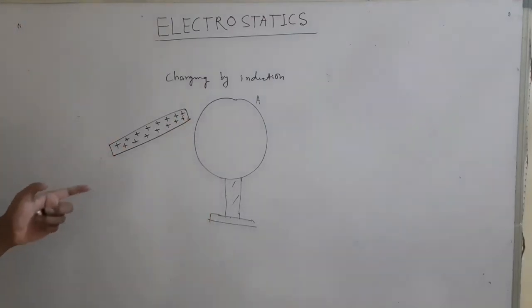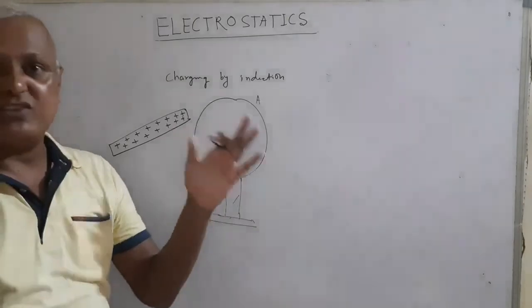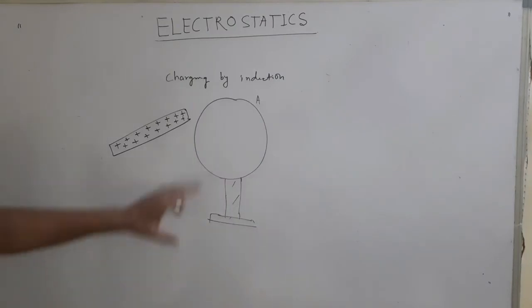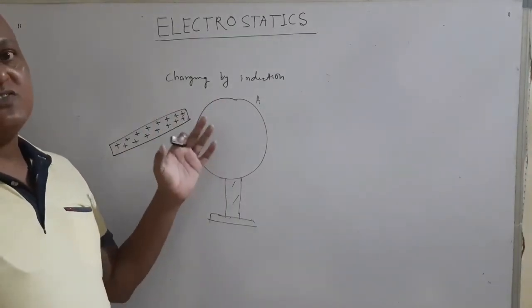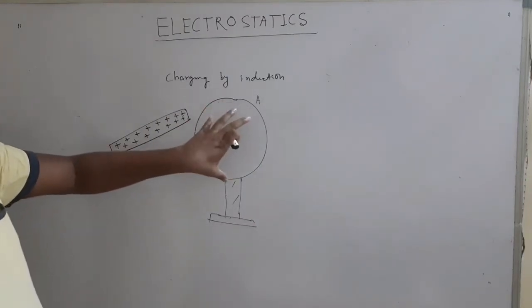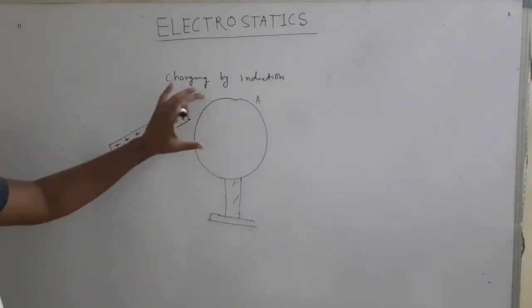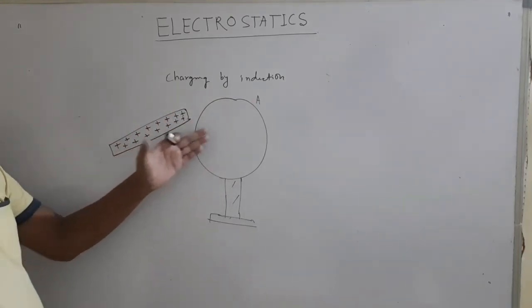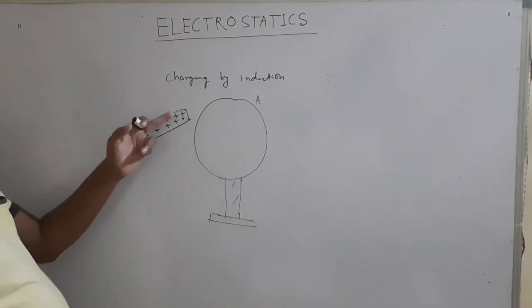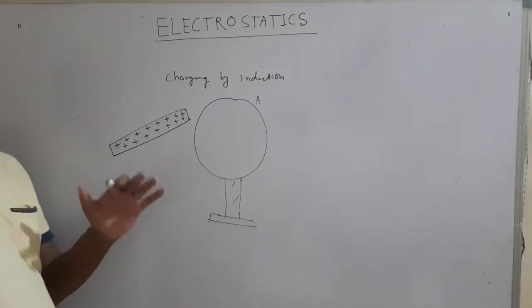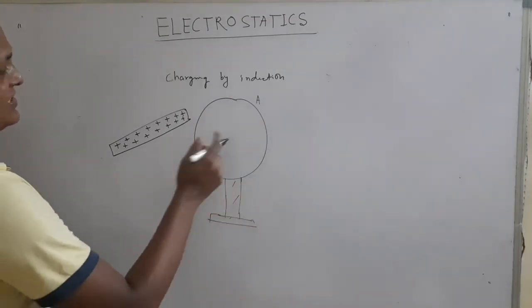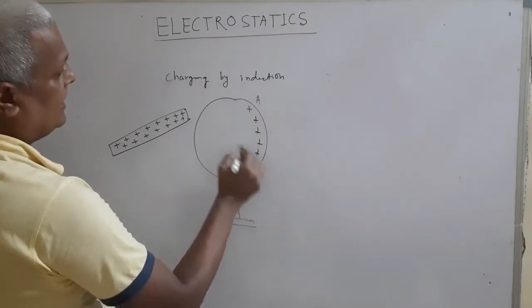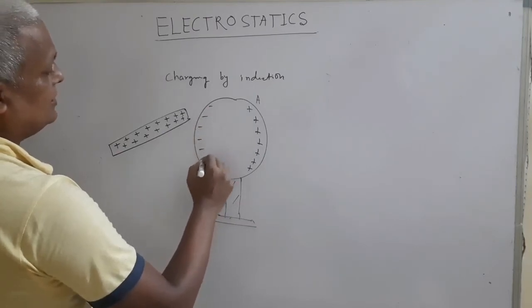In the beginning I told you that charge is a physical quantity which can flow from one body to another easily. Now this neutral body has an equal amount of positive and negative charge, but that is not seen on the surface because they are just balancing each other. When this rod comes close, since it is positively charged, the positive charge in the body will be repelled and accumulate on the other side, and the negative charge will be pulled toward the rod.